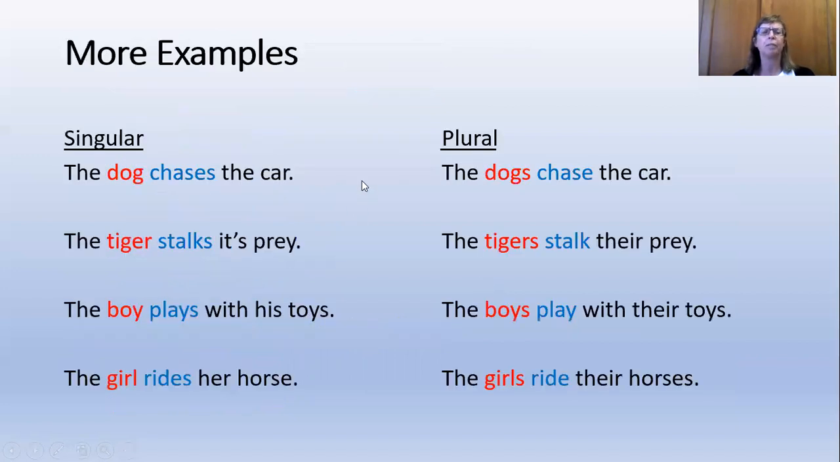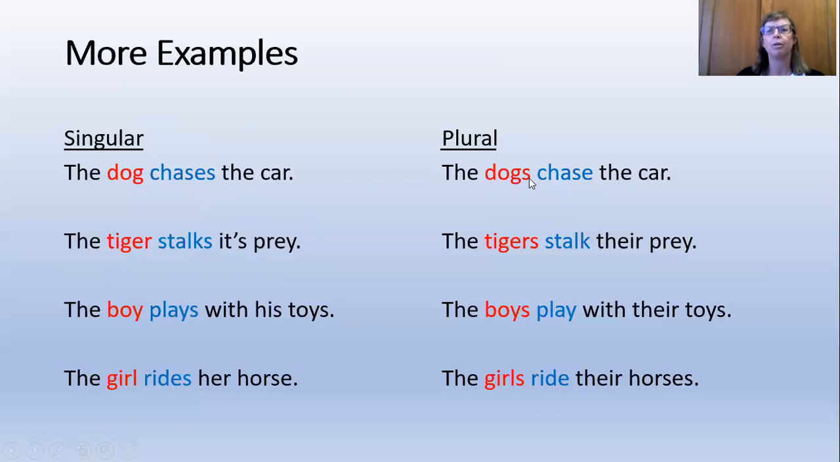Let's have a look at some examples. Singular, the dog chases the car. Plural, the dogs chase the car. Here's our singular subject with an S on the end for the verb, and our plural subject, the dogs, and the verb doesn't have an S on the end. It's kind of swapped around, isn't it?